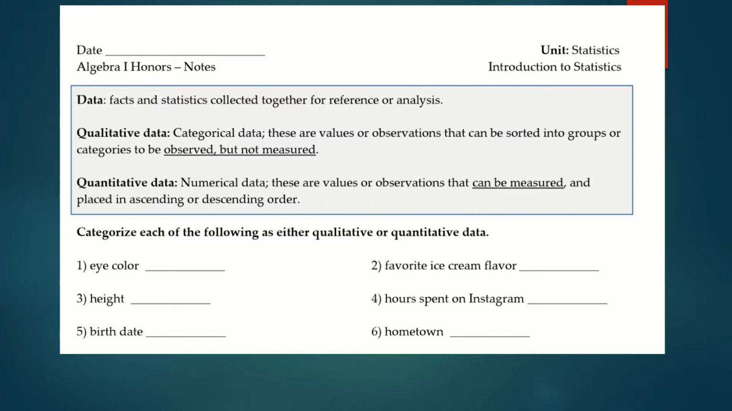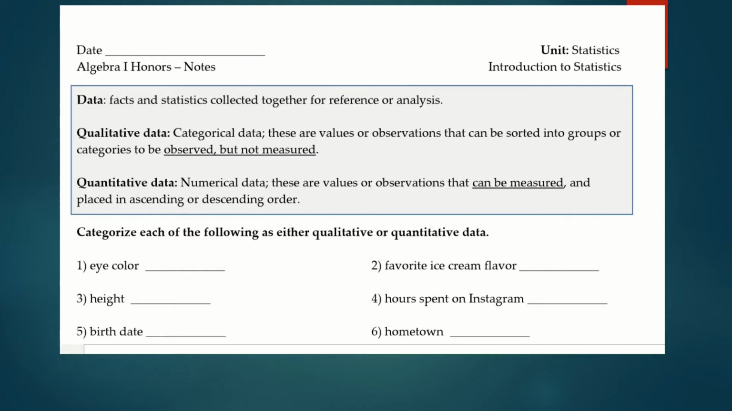So let's take a look at some examples now. We're going to categorize the following as qualitative or quantitative data. And the biggest thing here is to remember, can this particular data be measured or not? That's what separates qualitative and quantitative data.